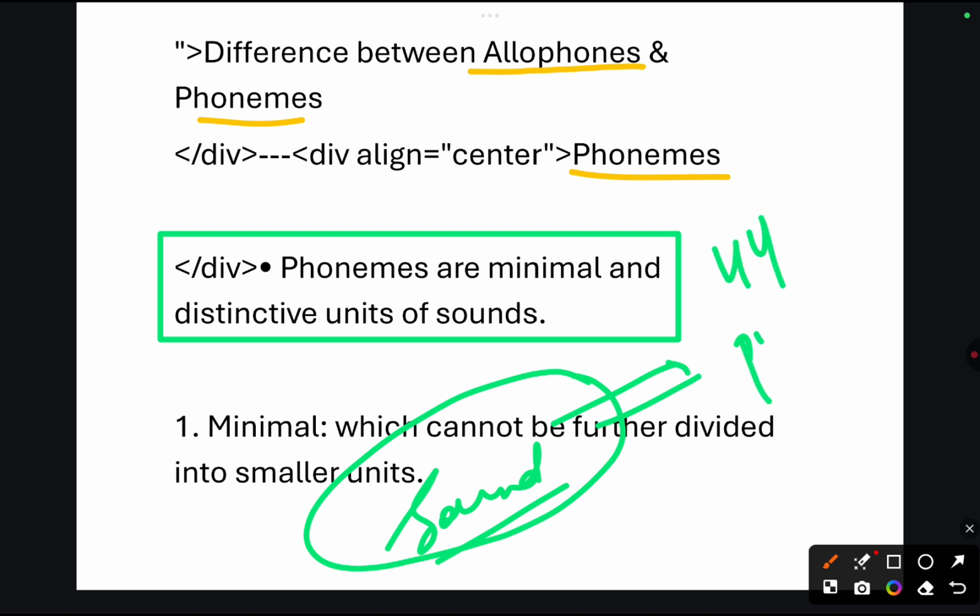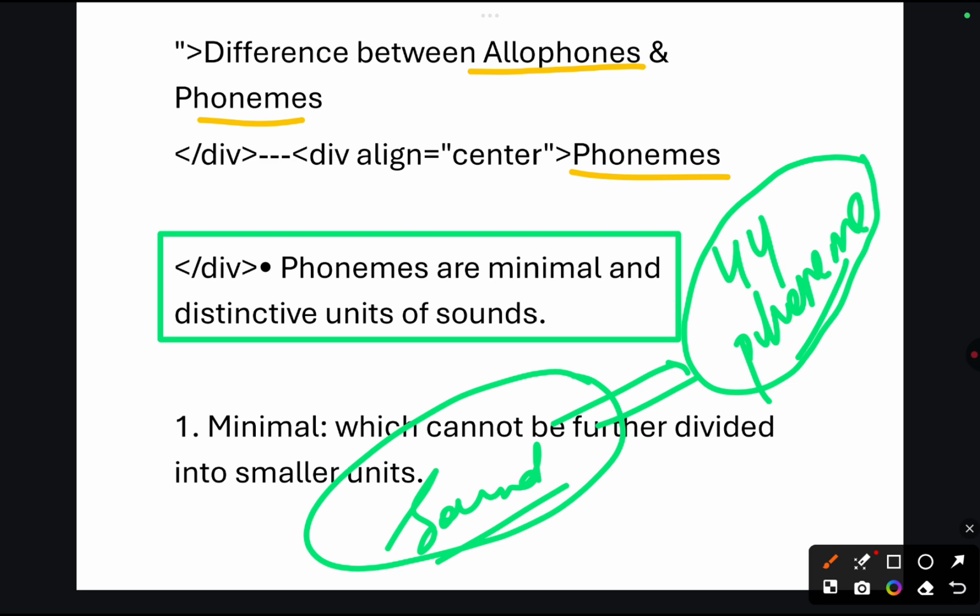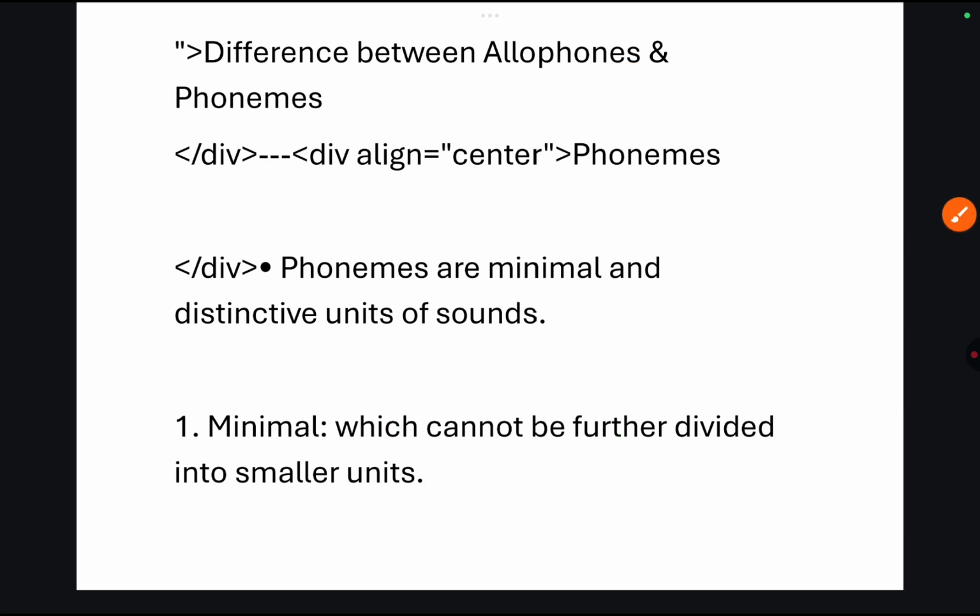How many phonemes are there? 44 phonemes. These are the 44 sounds chosen in the English language for communication purposes. So a phoneme is a single sound. We are talking about the English language. The phoneme is the minimal and distinctive unit of sound. Each phoneme has its own symbol, and that is distinct from the other phonemes.